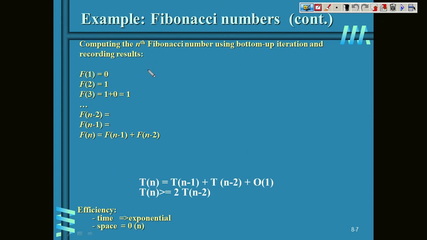So let us look at this. For example, if I want to call f of 7, so f of 7 means it will call f of 6, f of 5, and this will call f of 5, f of 4, this will call f of 4, f of 3.